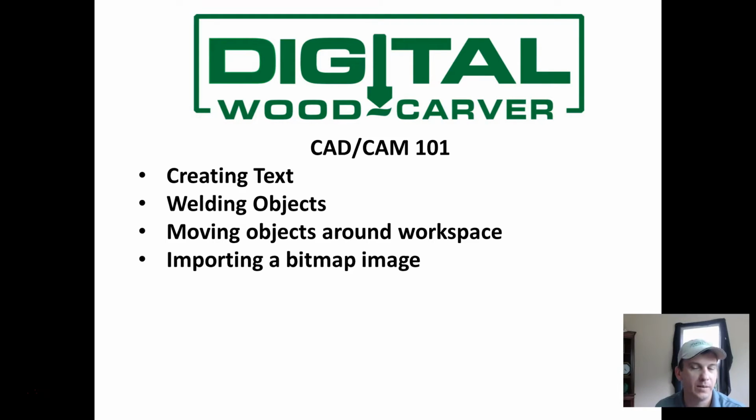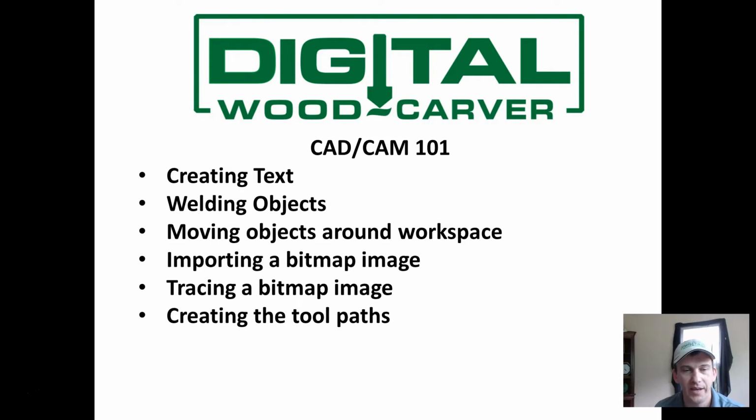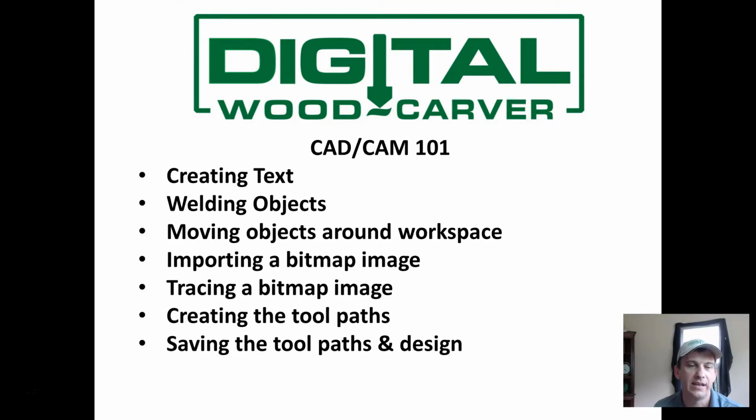We're going to be importing a bitmap image, which is basically your JPEG, PNG, bitmap, GIF, TIFF, and SVG. We're also going to be tracing those bitmap images and turning them into vectors. Once we have everything traced and our sign laid out, we can create the toolpath, in this case a simple V-Carve toolpath. Once the toolpath is created, we're going to save the toolpath and save the design, because saving your toolpaths and saving your designs are two separate steps, so we're going to go over that.